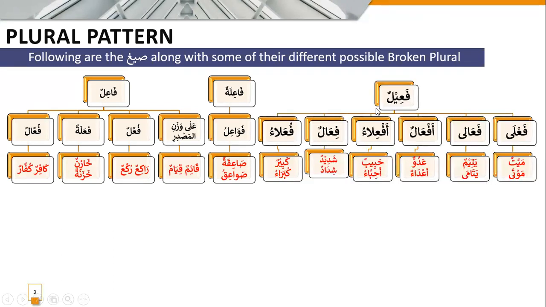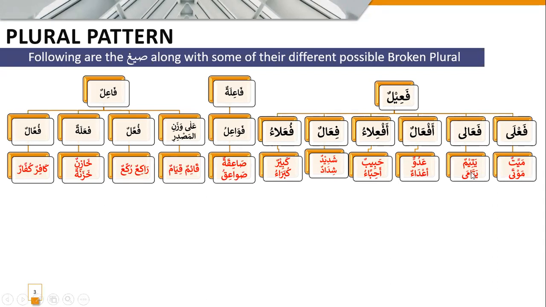Then we have fa'ilun, which I believe is ism sifa. In ism sifa, these are the different patterns that we follow in broken plurals. Fu'ala'u, which is kabirun, kubara'u. Then we have fi'alun, which is shadidun, shidadun. Then we have af'ila'u, habibun, ahibba'un. So basically, these were two ba, which is supposed to be ayn and lam, the middle and last letter. But since this was mudaf, ahibba'u. Af'alun, which is aduwun, a'da'un.